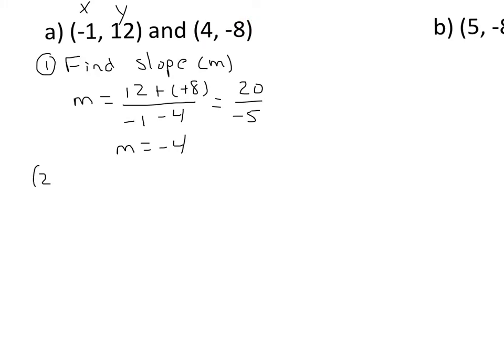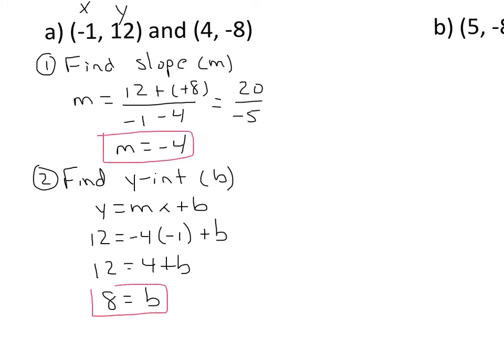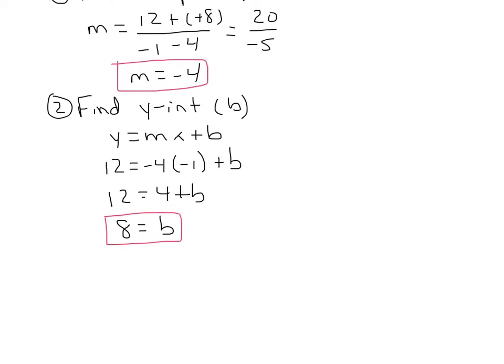So step 2, we're going to find the y-intercept, which is my b value, just like we were doing in the previous problems. Thinking about y equals mx plus b, I'm going to plug in my y is 12, my slope is -4, x is -1, plus b. So 12 equals 4 plus b, subtract the 4 off, and you get 8 equals b. Now I'm going to use my slope and my intercept, and I'm going to scroll here and write my final equation on step 3.